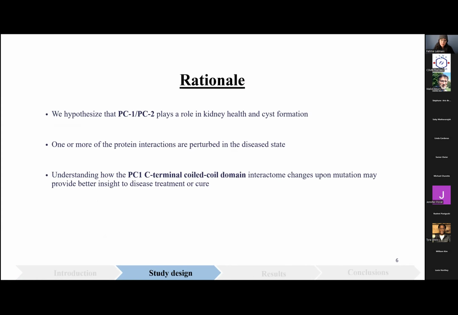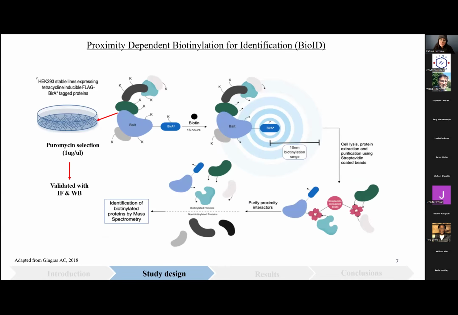So going forward, our rationale would be to look at the proteins that interact at the C-terminal tail region of both polycystin 1 and polycystin 2, because this is the major region where major mutations, as I mentioned earlier, occur. In order to assess the interactions of these proteins at the C-terminal tail region of PC1, we employ a technique called BioID, where you take your bait, which is your protein of interest.